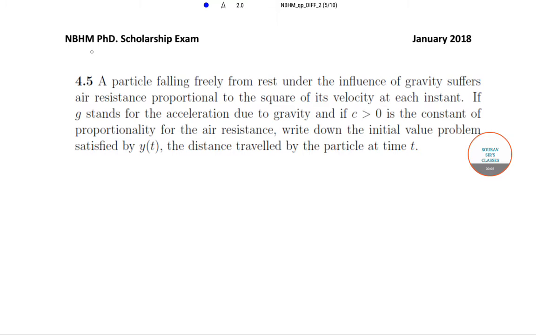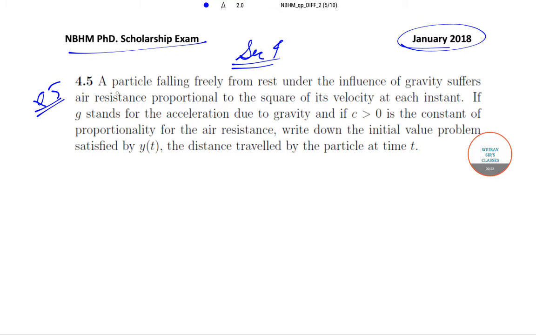Today we will be solving the NBHM PhD scholarship exam questions from the January 2018 paper. We will be solving the questions which came from section 4 of the paper. Section 4 deals with the calculus and differential equation questions of the paper. Let us start off with question number 5 from this very section.